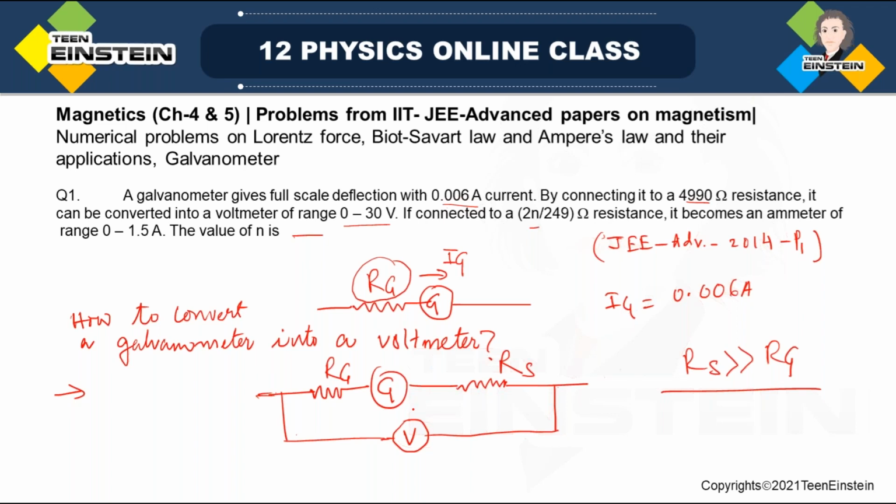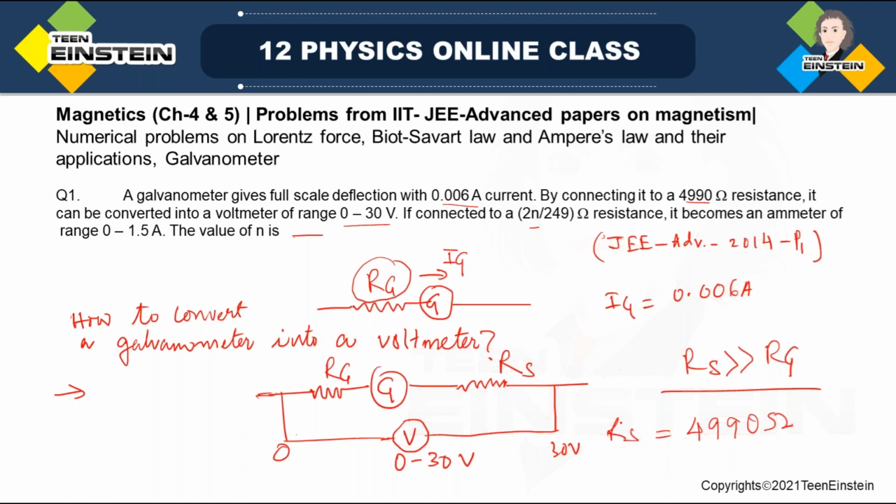Okay, in this situation, now we'll go to the question itself. So it can be converted into a voltmeter. See, the question is given here, it is given that if we connect this resistance RS, 4990 ohm, with the galvanometer, then this galvanometer gets converted into a voltmeter of range 0 to 30 volt. Okay, so this is the thing. That means 0 volt here, and at the end it will be 30 volt, right?